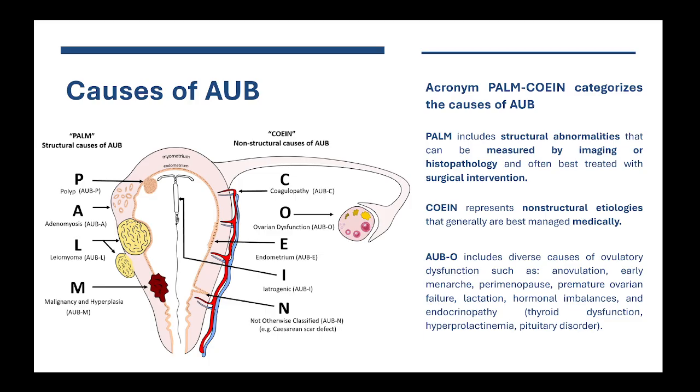Other causes of abnormal uterine bleeding due to ovarian dysfunction include many hormonal imbalances and endocrinopathies, for example, thyroid dysfunction, patients with hyperprolactinemia or pituitary disorders.